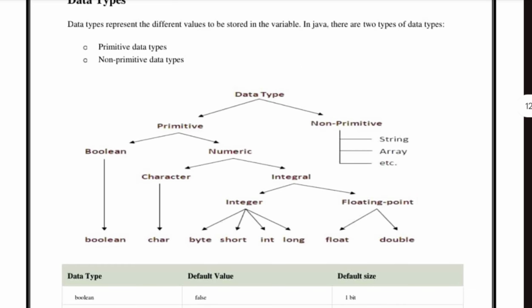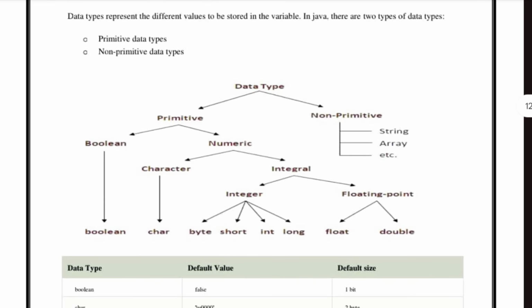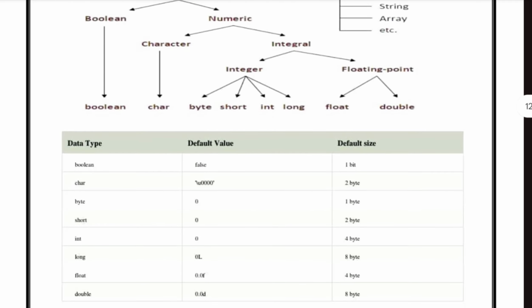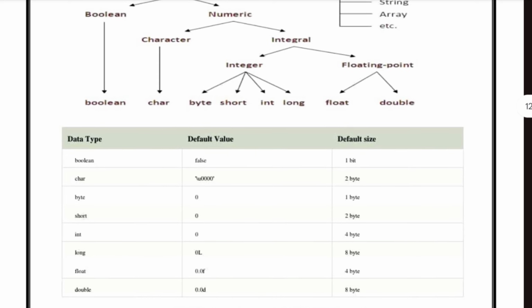Next, the character type. The char data type is used to store a single character. Example: char grade = 'A'. The size of char is 2 bytes, and its default value is \u0000.